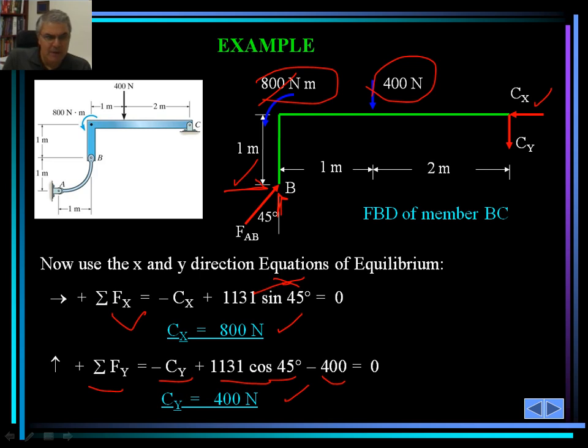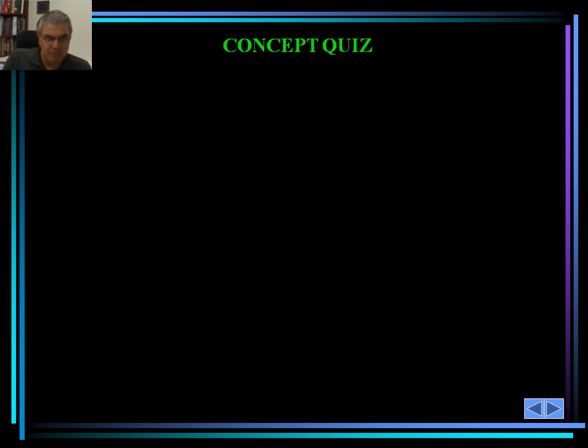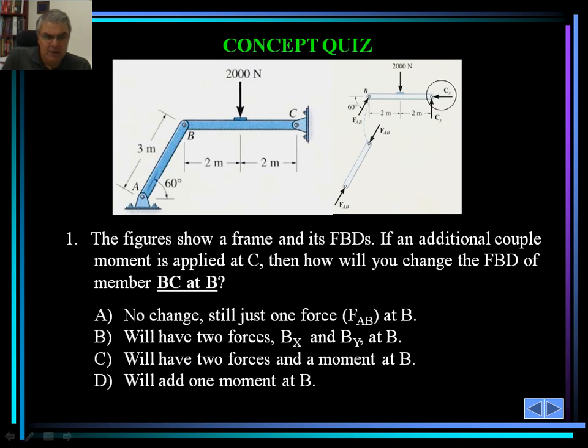So we calculated f sub ab, c sub x, and c sub y, and that is really what we needed to calculate. So the problem is pretty much complete at this stage, and we find the solution to the problem. Let's take a look at a concept quiz.